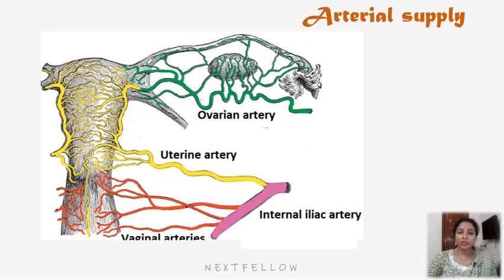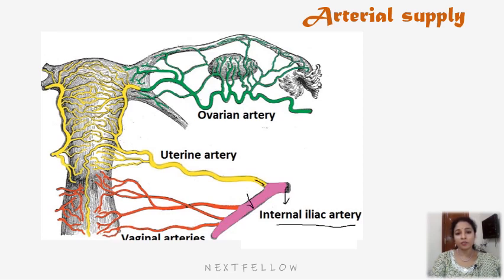Next, about the arterial supply, the uterus is supplied by the uterine artery, which is partly supplemented by the ovarian arteries. The uterine artery is a branch of the anterior division of the internal iliac artery, which runs medially across the floor. You can see this is the internal iliac artery, and this is the anterior division.